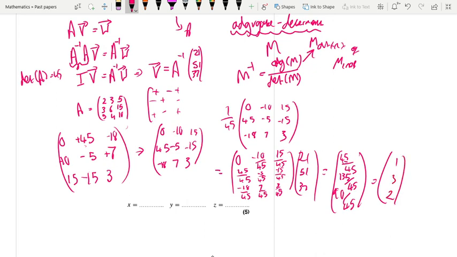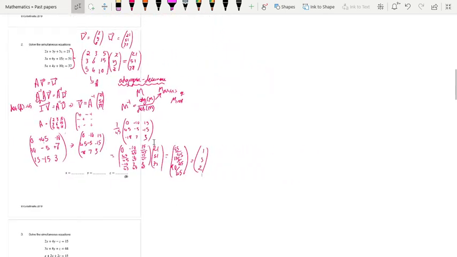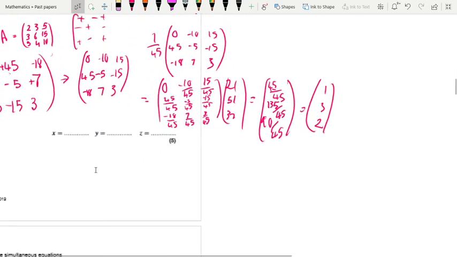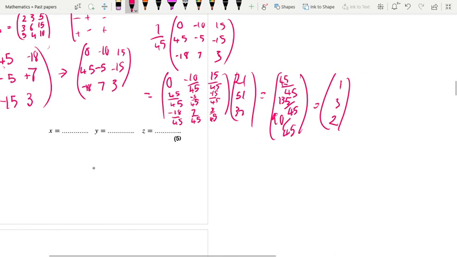Let's just plug them back into the first equation to check. 2 plus 9 is 11, plus 10 is 21. That works. 3 plus 18 is 21, plus 30 is 51. The last equation, 5 plus 12 is 17, plus 20 is 37. So those are our solutions. Double checked. X is 1, y is 3, and z is 2. Very nice.